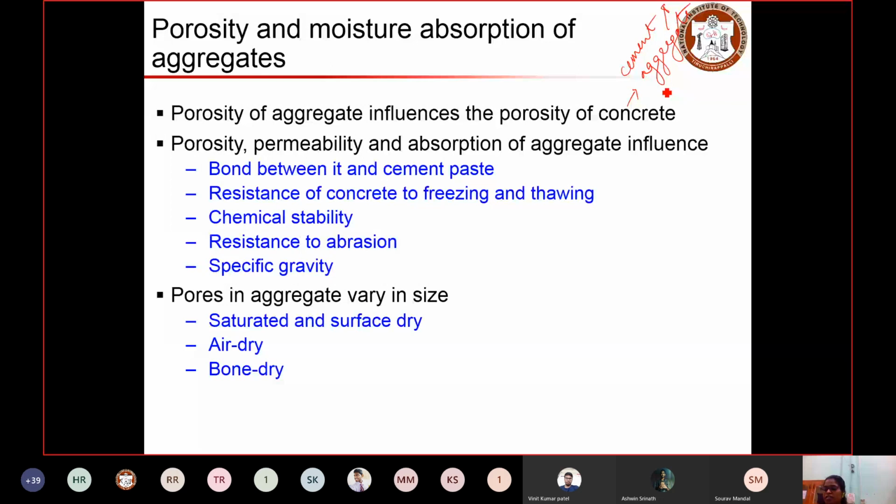When we have porous aggregate, the bond between the cement paste and aggregates will be affected. In the previous lecture, we discussed the surface texture of aggregates, and how those surface textures would influence performance. One such thing is bond. Depending on the surface, the adhesion or friction between the materials will be influenced. If the surface is irregular and rough, the bond will be good. If the surface is smooth, then the adhesion will be less compared to one which has more irregularity.